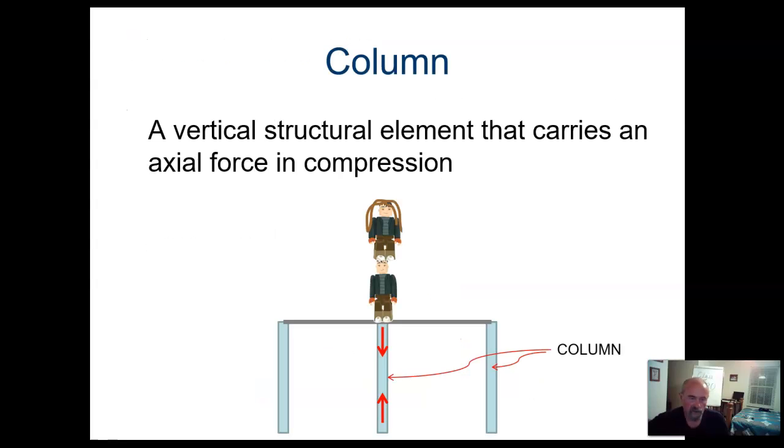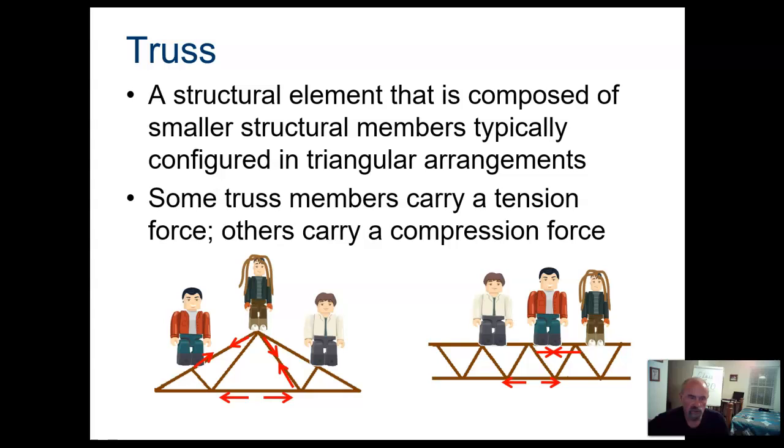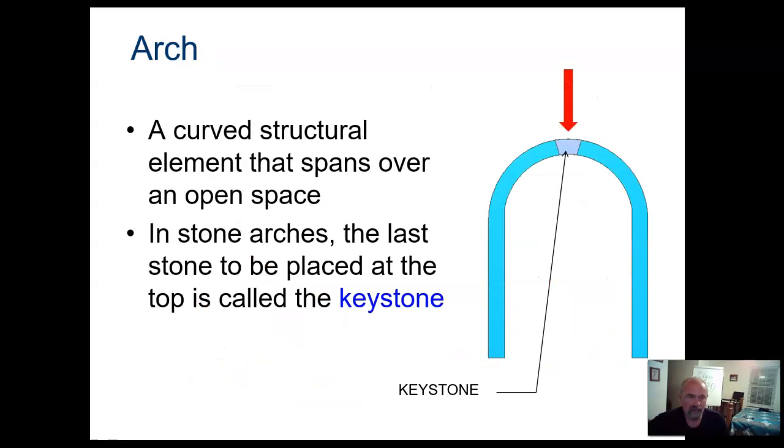A column is a vertical structural element that carries an axial force in compression. And a truss is a structural element that is composed of smaller structural members, typically configured in triangular arrangements. Some truss members can carry a tension force and others can carry a compression force. An arch is a curved structural element that spans an open space. In stone arches, the last stone to be placed at the top is called the keystone. It's in blue here in this diagram.